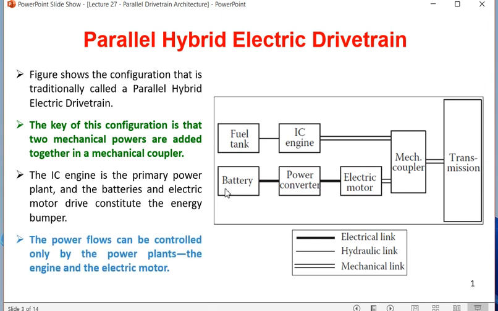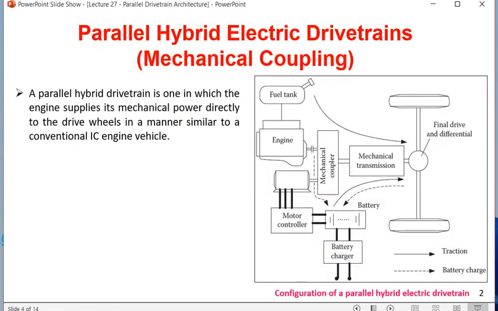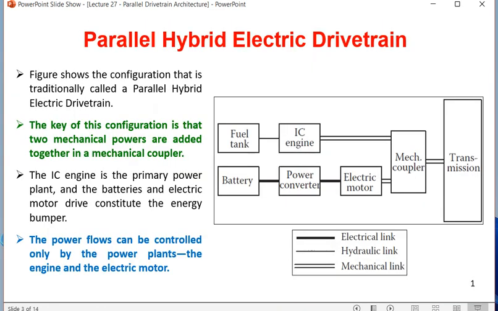Power flows can be controlled only by the power plants, and the engine and the electric motor can be controlled so that the output of the mechanical coupler will get controlled. So we have to control the IC engine parameters, we have to control the electric motor parameters. Hence the input to the mechanical coupler will be controlled, and in the same process the output of the mechanical coupler also will be controlled. So in the exam, if I am asking a 10-mark question only on parallel hybrid electric drivetrain, this is the diagram you have to draw. Same thing was told in case of series hybrid also. But if I am asking parallel hybrid electric drivetrain only for 5 marks, in that case explain this smaller diagram.